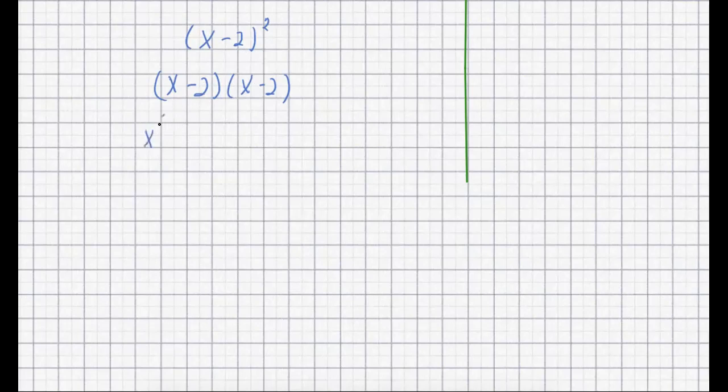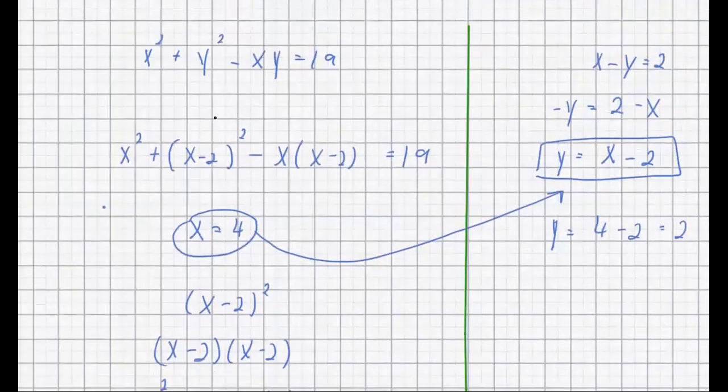X squared, minus 2x. Think again: x times x, x times minus 2, it's both, so minus 2x, minus 2x, plus 4. Perfect. So do that. That's it. And then it's just a משוואה.